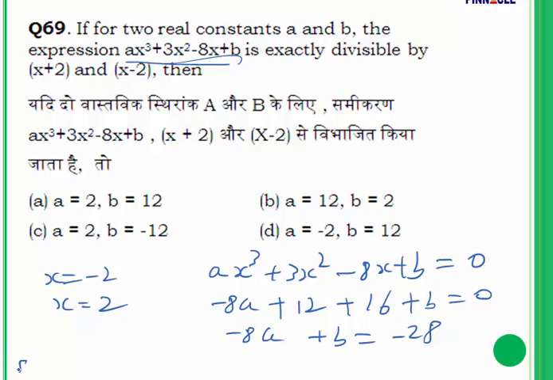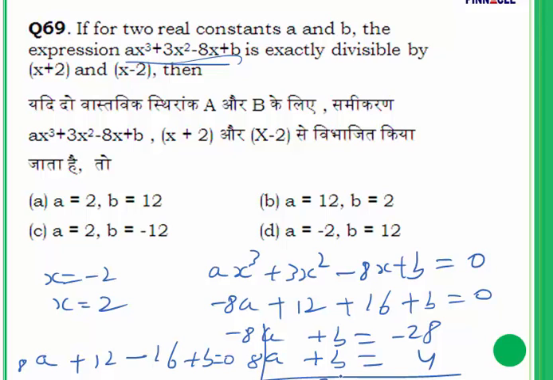plus 12 minus 16 plus b is equal to 0, and then you will find 8a plus b is equal to 12 minus 16, that is minus 4. So adding both, 2b is equal to minus 28 plus 4, that is minus 24, b value is minus 12. See, in this expression only in one case value of b is minus 12, answer is c. In fact, you can further proceed to calculate the value of a, otherwise there is no need, because only in one case the value of b is minus 12.